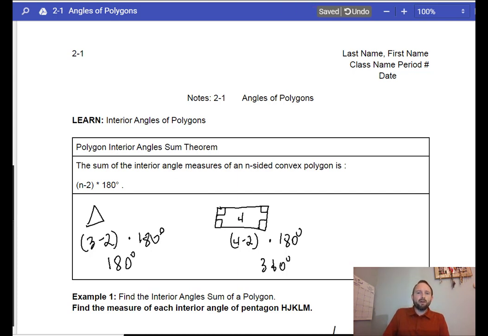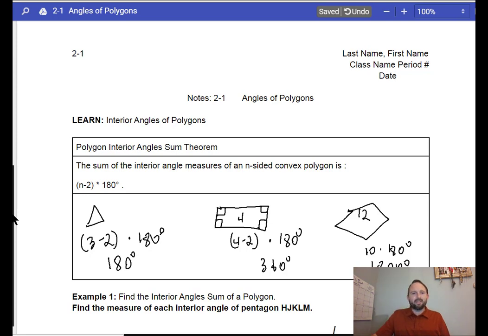Yeah, that makes sense. Well, what if we had a 12-sided figure? What would that be? Let's make sure it's convex, not concave, convex. So all the angles are pointing out. So 12 sides. 12 minus 2 is 10 times 180. Well, that would be 1,800. That would be the sum of all the interior angles.